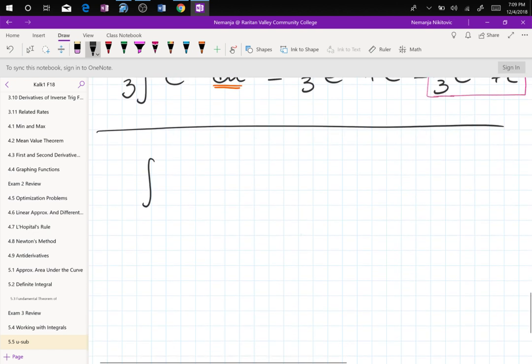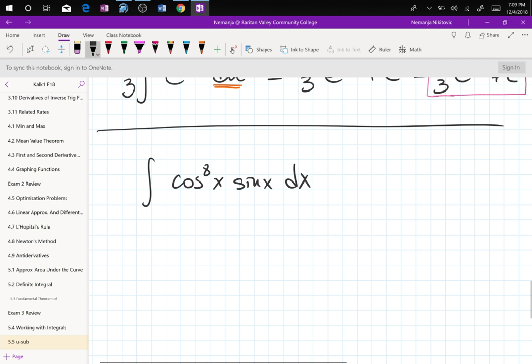Let's see what else. We haven't done any trig. I know how much you love trig. Look at that attitude. Love it. All right, great. Here we go. Cosine to the 8th x sine x dx. Do we have a function derivative pair? Good.